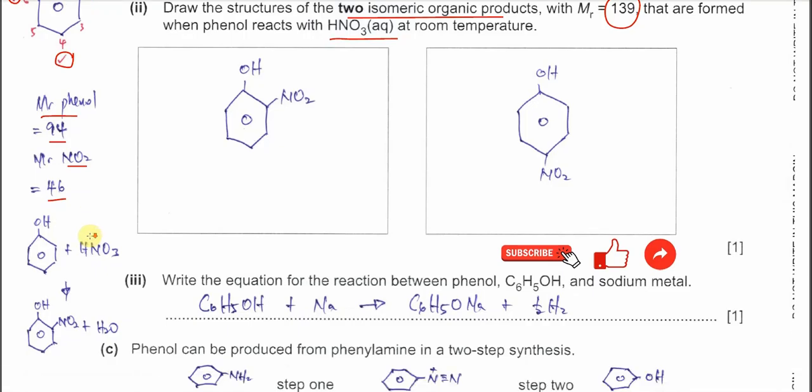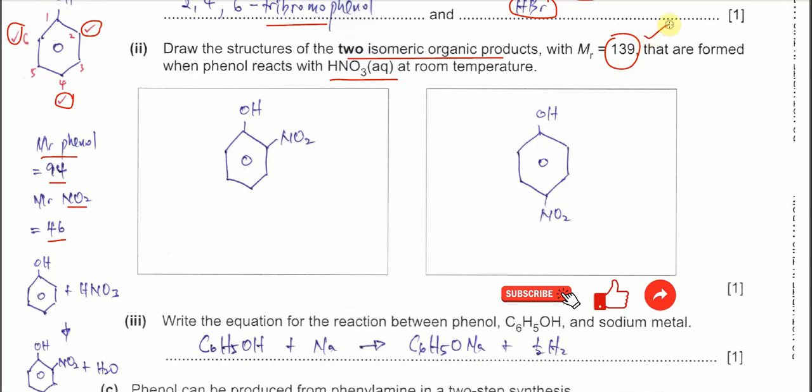So we know that from this mass of 139, it should be one phenol with one nitro group bonded to the benzene ring. So there are not two nitro groups or three nitro groups, only one nitro group with the phenol. That's what we can get from the mass. Only one nitro group, and it could be 2-nitrophenol or 4-nitrophenol. So just draw these two structures.